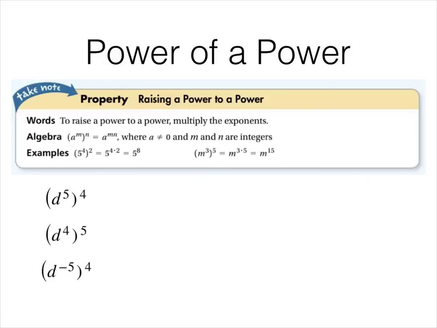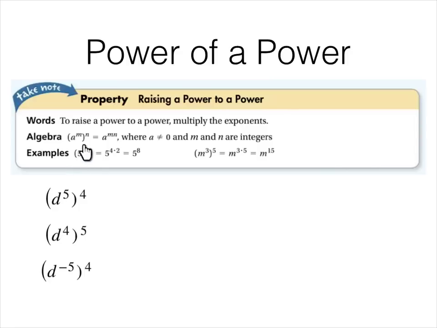Power of a power. Raising a power to a power. Okay, so now we have a power already, and we're raising that to a power. In this case, the shortcut is multiply the exponents. And I will once again show you why it's working in just a second with a simple example. But here you see a to the m power raised to the n means it becomes a to the m times n power. Again, a can't be zero, m and n are integers, but it still works if they're not. You just won't learn that this year.